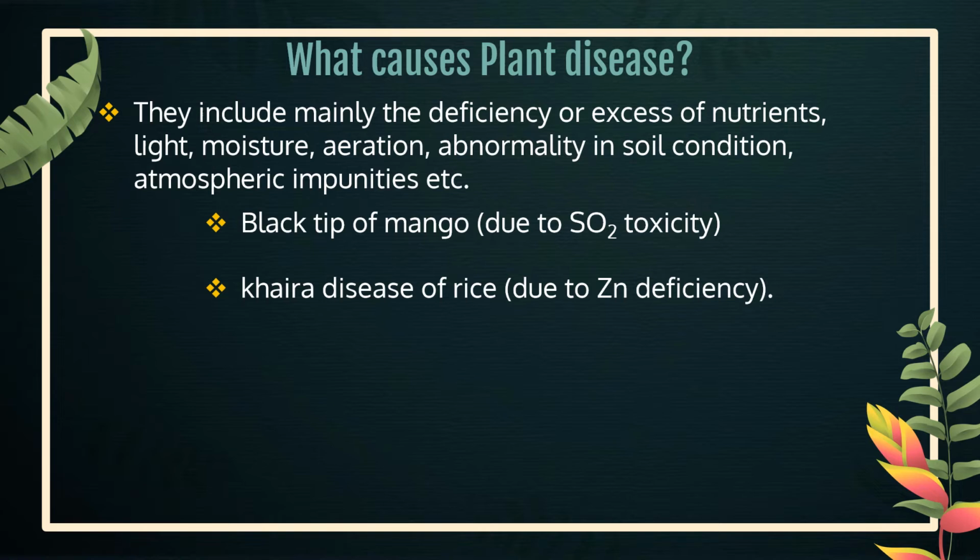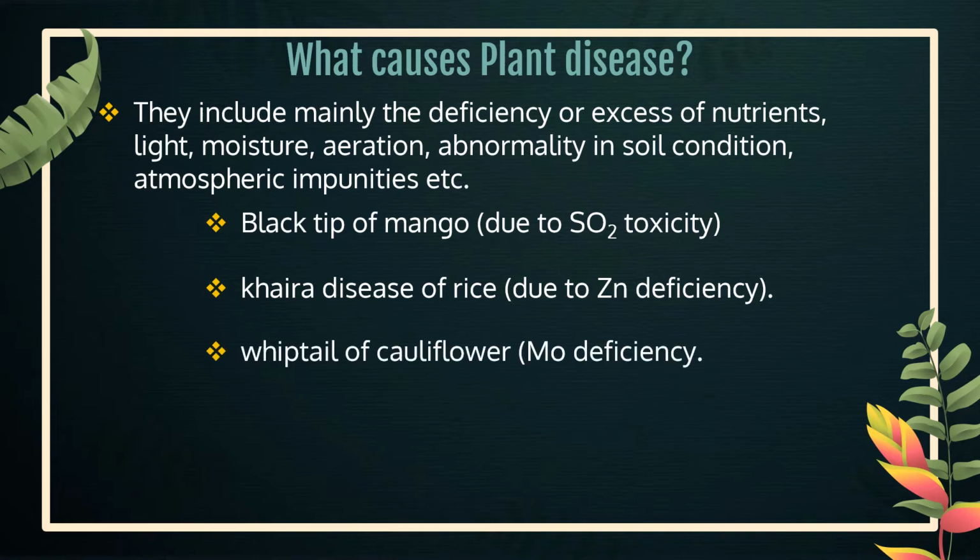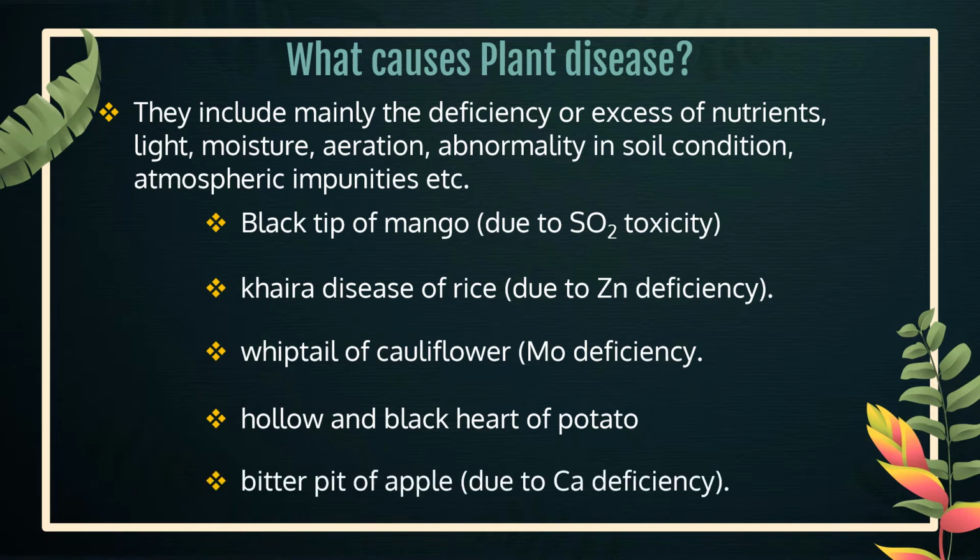Next one is Khaira disease of rice. This is due to the deficiency of zinc. Third one is whiptail of cauliflower. This is caused due to molybdenum deficiency. Next one you can see in your day-to-day life. Many of us can see potato with black or hollow gaps, and sometimes we can see our apple has bitter pit. That is due to calcium deficiency.